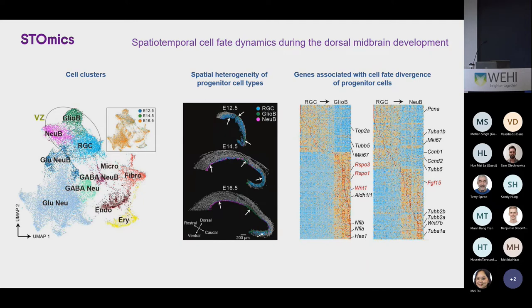And we see on day 12.5 that the progenitor cells are pretty much the only ones that are found, and evenly spread throughout. By day 14.5, the progenitor cells are only found in the caudal region, and then you see different pockets where they've differentiated into either glioblasts or neuroblasts. And day 16.5, that differentiation dynamic is even more clear. And also, with the information we get from Stereo-seq, for these two different cell fates, the RGC to glioblast and RGC to neuroblast, we're also able to see all the differentially expressed genes and the ligands.